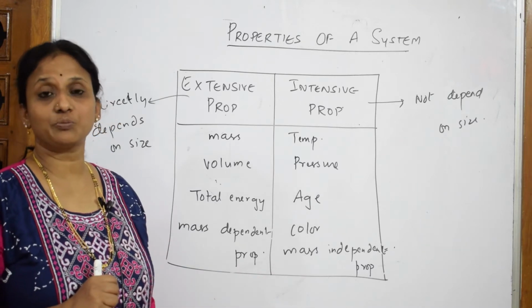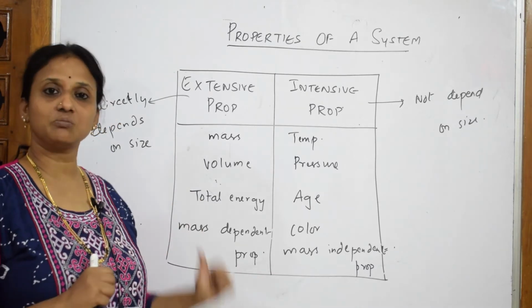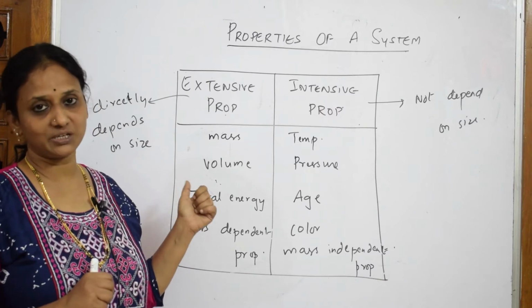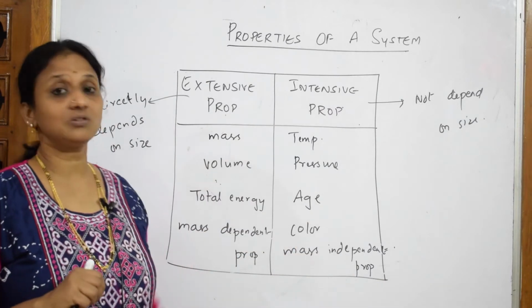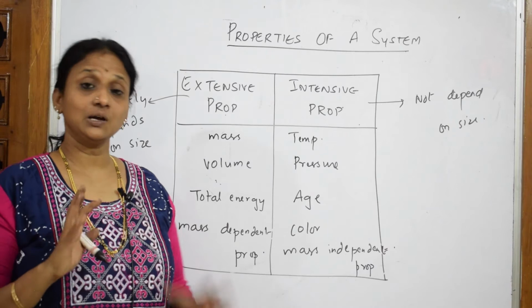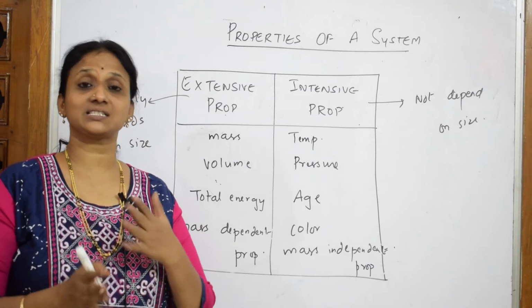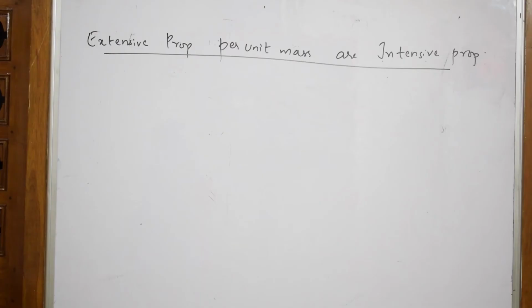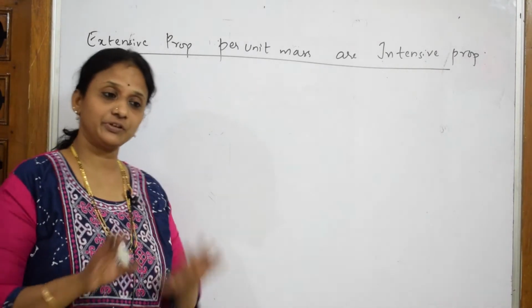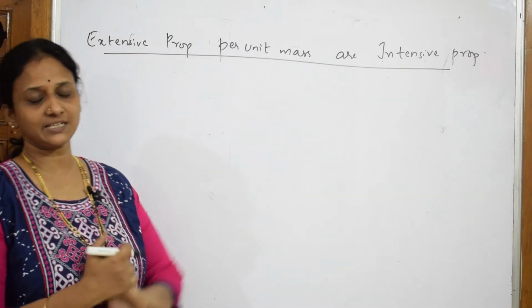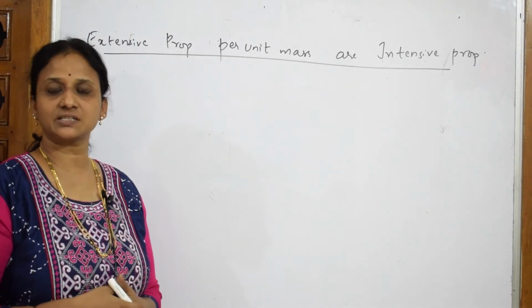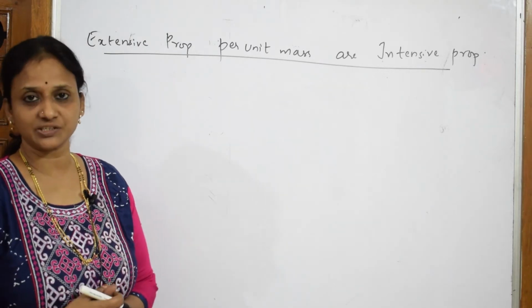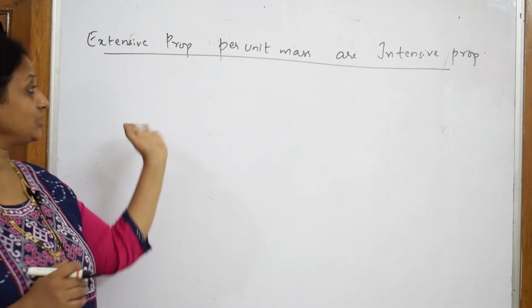Mass independent properties are all intensive properties. Mass dependent properties are extensive properties. Let's see what is the relation between the extensive and intensive property now. Right. So now we have differentiated extensive and intensive properties. We said whichever is mass dependent is extensive, whichever is mass independent is intensive. Now again we are relating both.